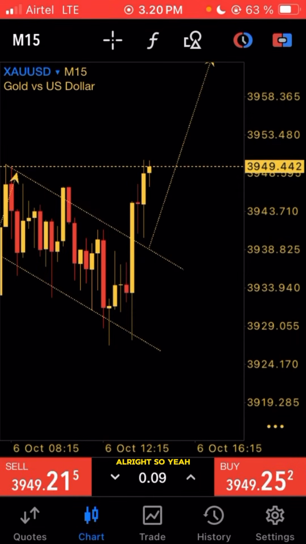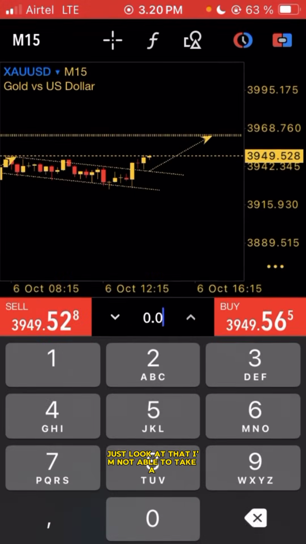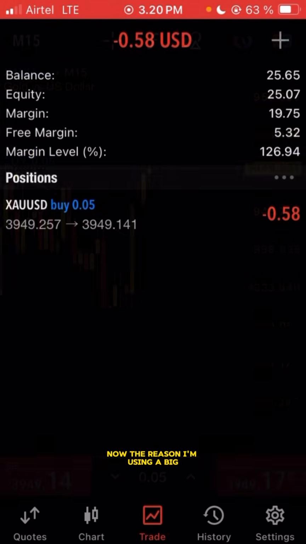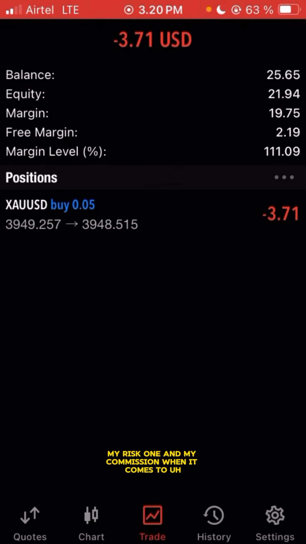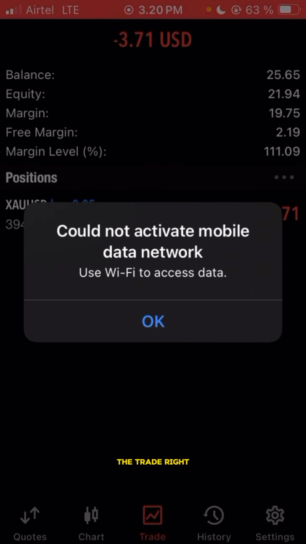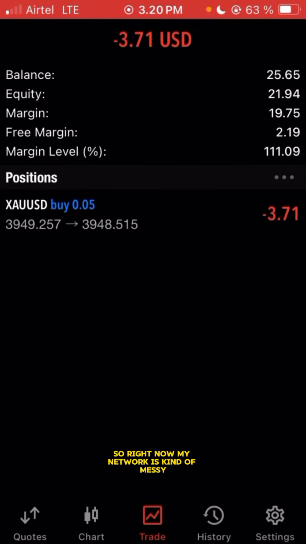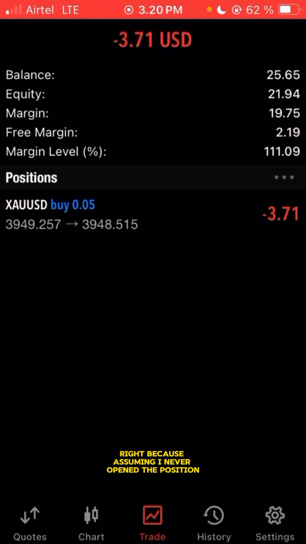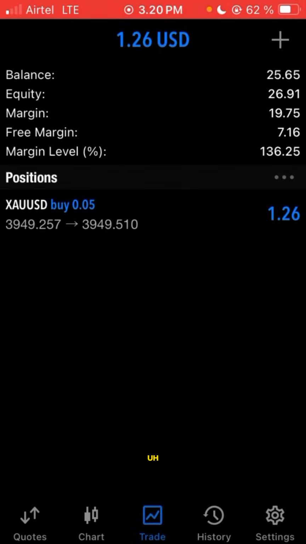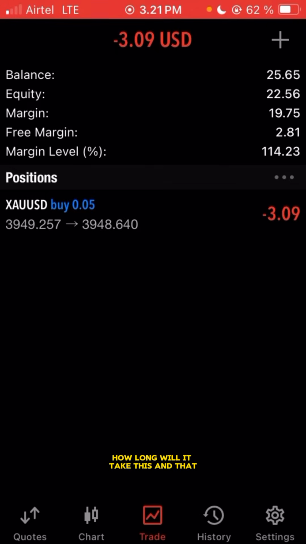Just look at that. I'm not able to take a trade because I'm trying to use a big lot size. The reason I'm using a big lot size is because I've calculated my risk and my commission for the trade. Right now my network is kind of messy, but I've already opened the position, so I'm safe. Assuming I never opened the position, I would be thinking, the market would have done something. I'm not in this position. How long will it take? This and that.